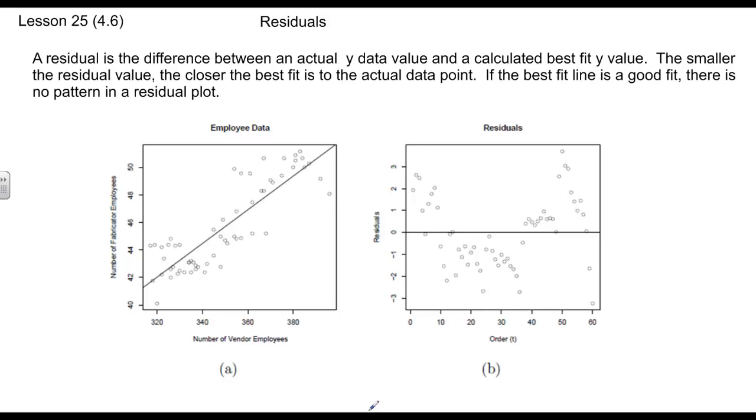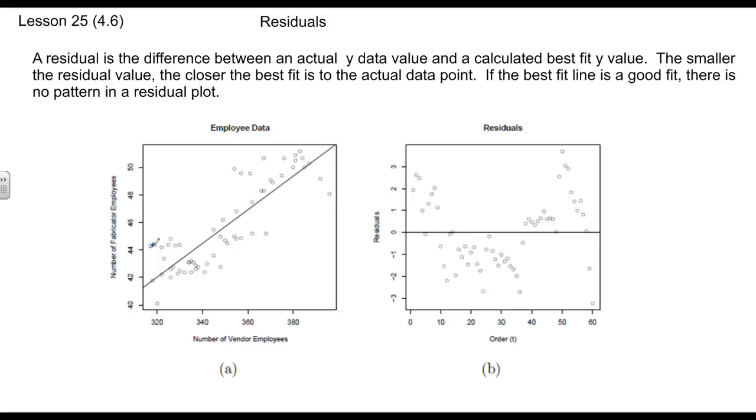Today we're going to talk about a concept called residuals and also finding another best fit line by a different calculation. So a residual is basically the difference between the actual data value and the value calculated by the best fit line. So over on the left we have a bunch of data and a best fit line that was calculated. Now to the right we have the residual values.